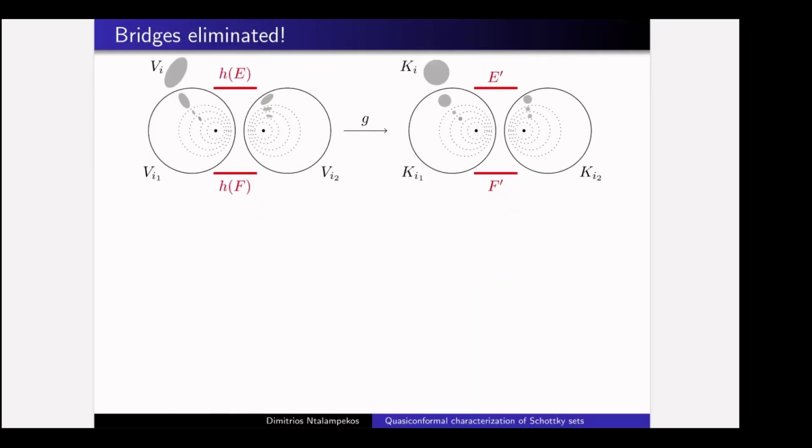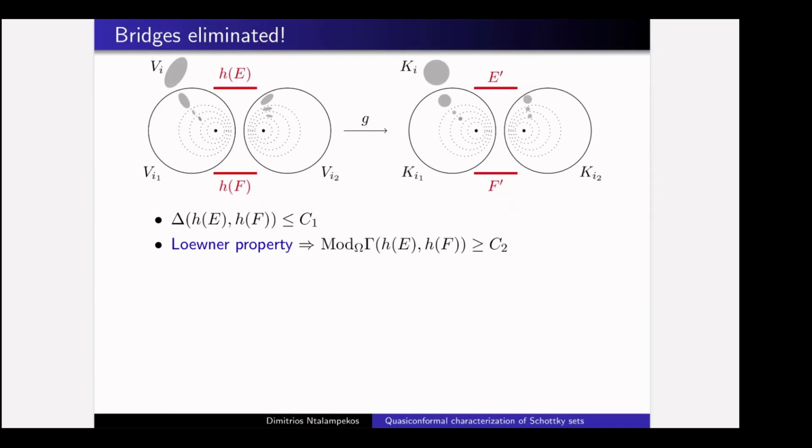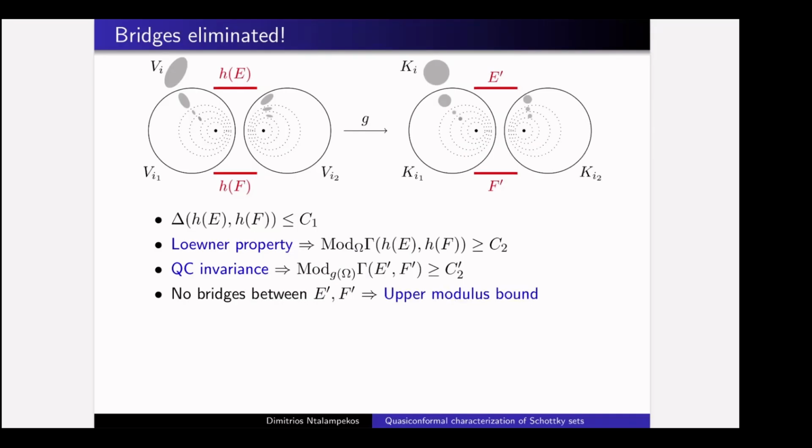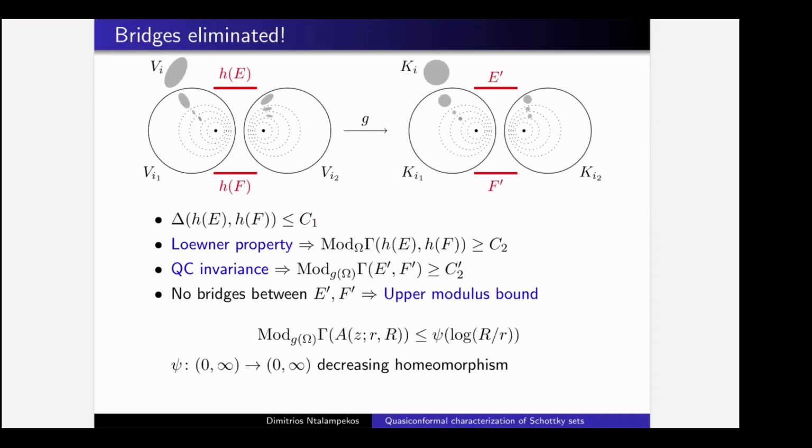So let's try to run the argument now. We start with the two continua, h of E and h of F, having a bounded relative distance. We apply the Leibniz property on the left side, so we can get a lower modulus bound. We apply the quasi-conformal invariance of modulus. So we get a lower bound for the modulus of the images. And then, since we have eliminated the bridges between E prime and F prime, we can actually show that there is a certain upper modulus bound for annuli.